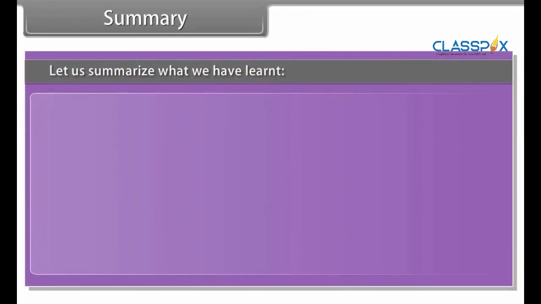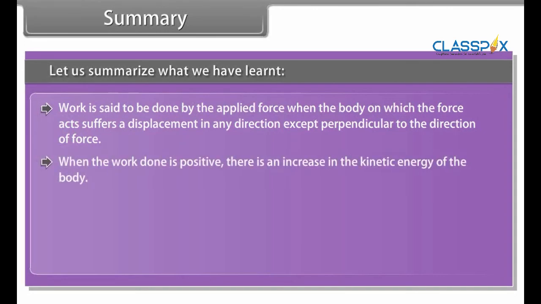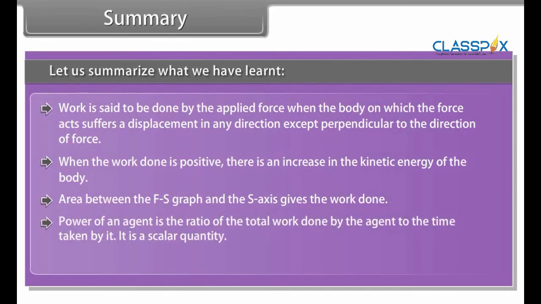Summary. Let us summarize what we have learned. Work is said to be done by the applied force when the body on which the force acts suffers a displacement in any direction except perpendicular to the direction of force. When the work done is positive, there is an increase in the kinetic energy of the body. The area between the F-S graph and the S-axis gives the work done. Power of an agent is the ratio of the total work done by the agent to the time taken by it. It is a scalar quantity. Energy of a body is the capacity or ability of a body to do work.